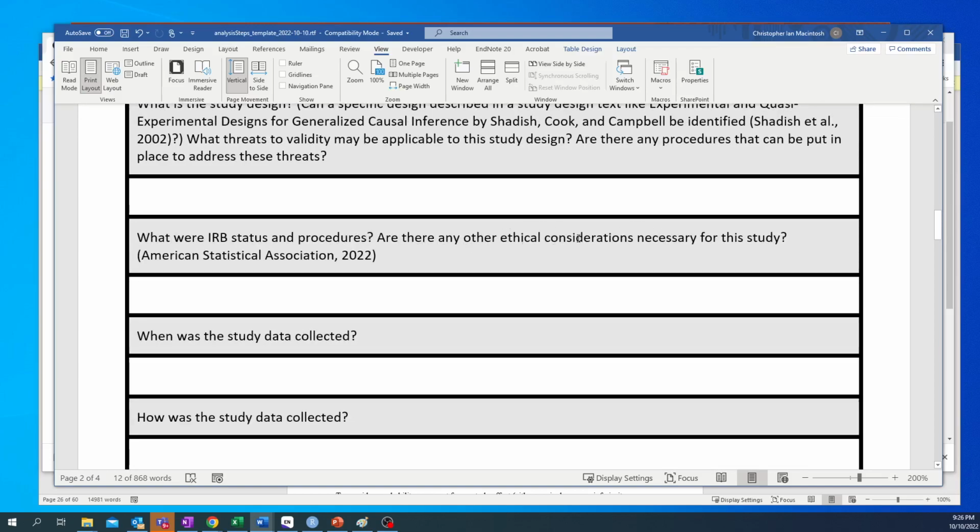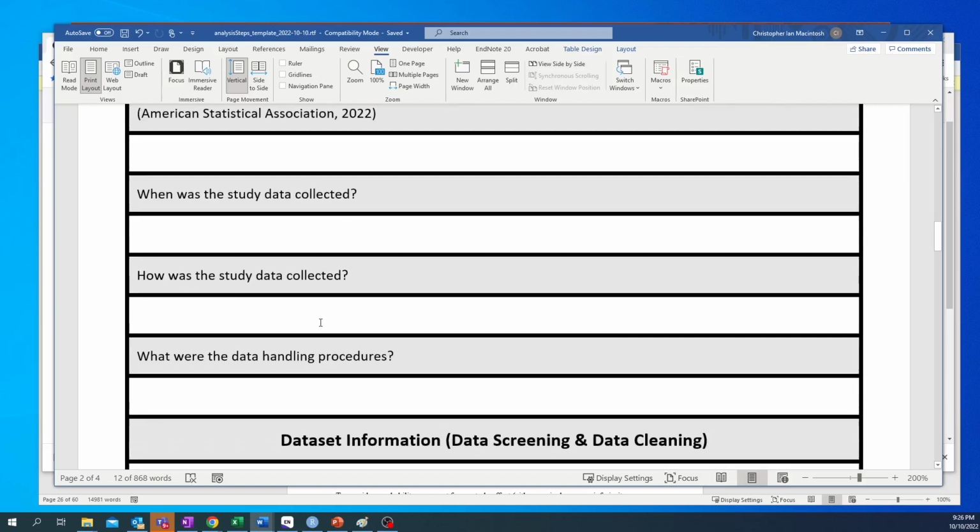And what are the IRB status and procedures of a study? And what other ethical considerations are necessary? It's very important, especially with studies dealing with human subjects, that IRB standards and procedures are followed, and any actual research study you read about that deals with people really should mention these. If it doesn't, then it's questionable and something was overlooked.